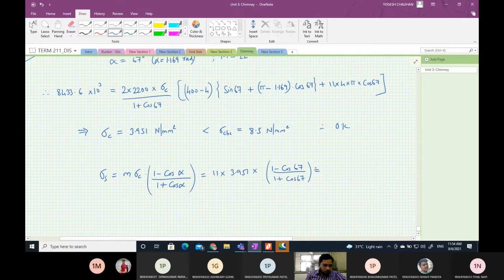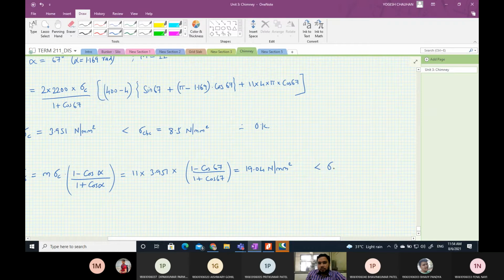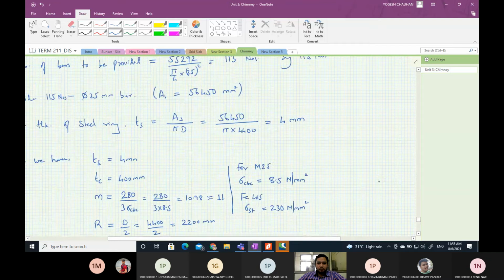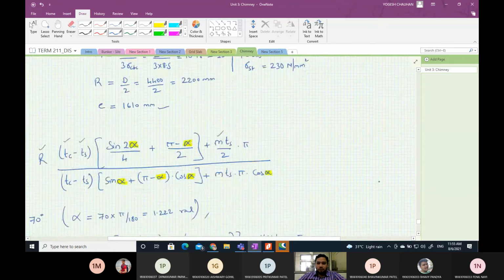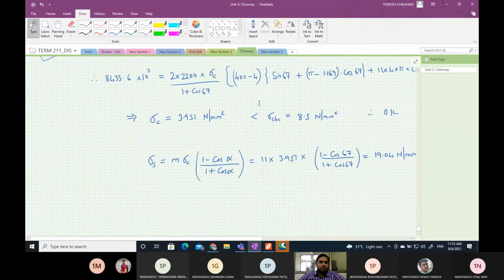So it is around 19.04 Newton per mm square. Again, this value is less than the permissible stress in steel, that is sigma st, which is 230 Newton per mm square. Therefore, okay. So the stresses due to self weight and wind load are within the permissible limit. Now we have to check the stresses for the combined effects of self weight, wind load, and temperature.